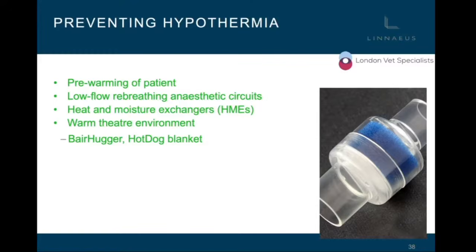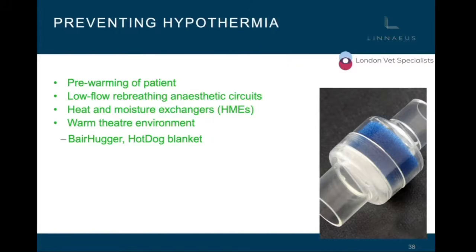Where possible, we should try and use rebreathing anesthetic circuits such as the circle system. And when we do that, we should try to keep the flow as low as possible for many reasons, but basically the lower your flow, the more you're recycling that air, and it's going to become more and more gradually warm. Some practices may use these heat and moisture exchangers, which is shown in the picture to the right, and they may be effective in reducing heat loss, although the clinical studies that have been performed in veterinary medicine seem to reveal that they don't make a huge amount of difference.